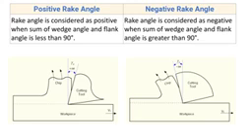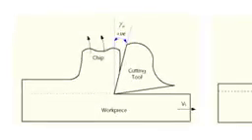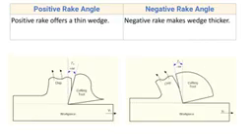Second difference: positive rake offers a thin wedge. Here you can see this is the wedge of the cutting tool, or the tip of the cutting tool. When the rake angle is positive, this positive rake angle makes this wedge thinner. So the positive rake offers a thin wedge.